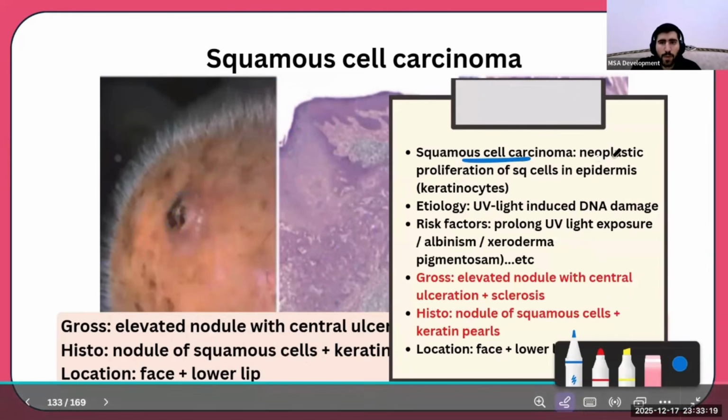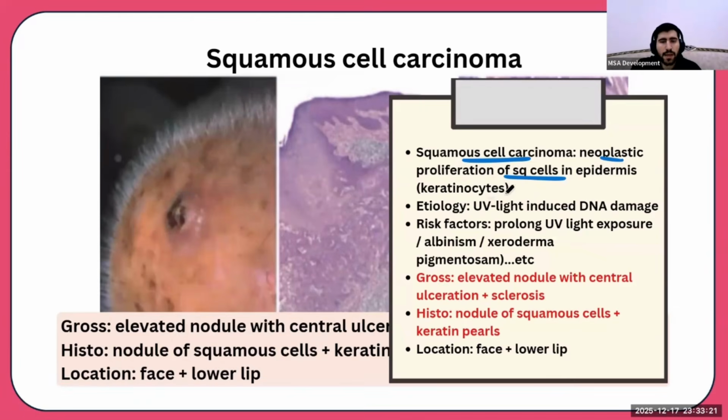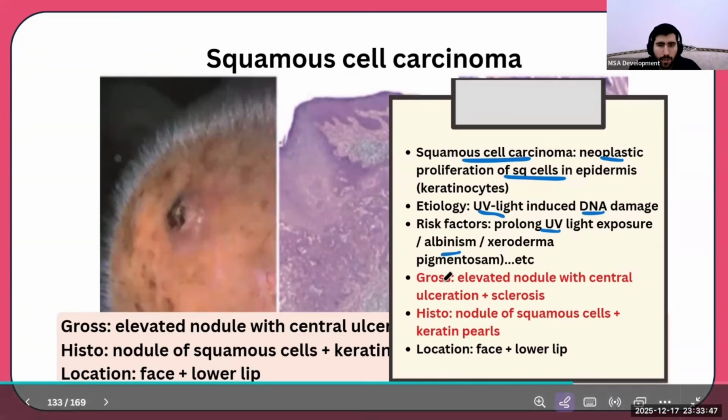So, squamous cell carcinoma, neoplastic proliferation of squamous cells, except the stratum basale. Now, why does it happen? Because of UV light DNA damage. So when we get exposed to the sun a lot, we will have UV light damaging our skin. Also in albinism, because they don't have melanocytes, so it doesn't protect the skin from the UV light. And xeroderma pigmentosum, that's a disease. If you know it, you know it. If you don't know it, that's fine. Just know it causes squamous cell carcinoma.